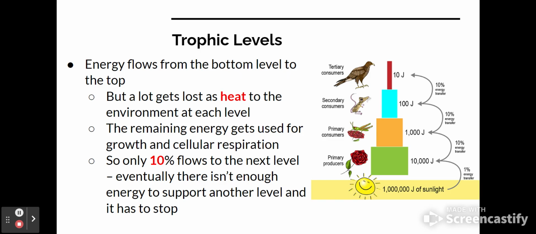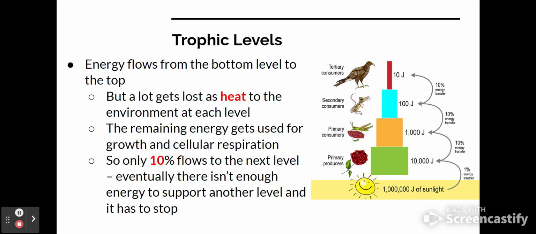Now, a lot of this energy gets lost as heat to the environment at each level, because all of us need to burn energy, like the sunlight energy, burn our food to make energy and survive. Part of that is the heat that our body produces and gets lost to the environment. So the remaining energy that we are not burning off gets used for growth and cellular respiration. Only about 10% approximately flows to the next level.